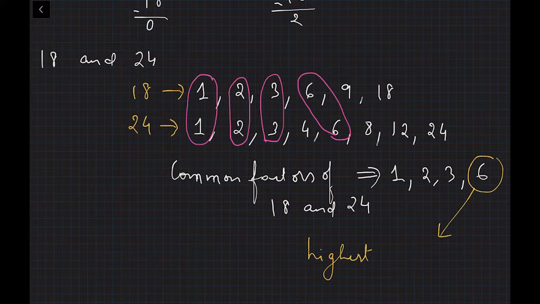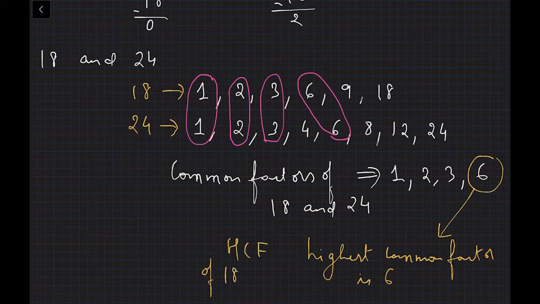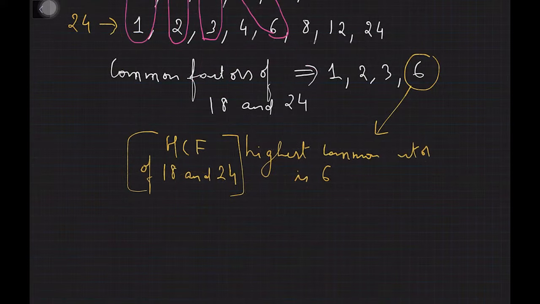So basically you need to choose the highest number of this particular common factor set. So the highest number is 6, therefore highest common factor is 6. That is HCF of 18 and 24. So this is one of the methods to find the HCF of a given set of numbers.